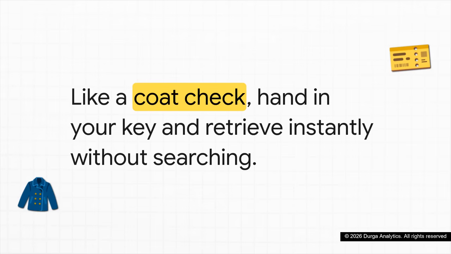Looking up, inserting, or deleting an item is O(1) on average. It literally takes slow, linear searches and makes them essentially instantaneous, no matter how much data you throw at it.